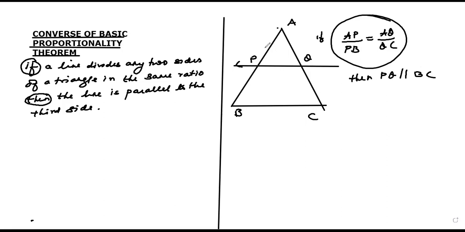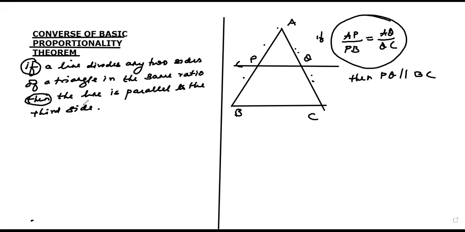But if a line divides the two sides of a triangle in equal ratio, then only I can say it is parallel to the third side. If this ratio AP upon PB is equal to AQ upon QC, then only I can say PQ is parallel to BC. Got it? Right. Another example, I'll just show it to you.